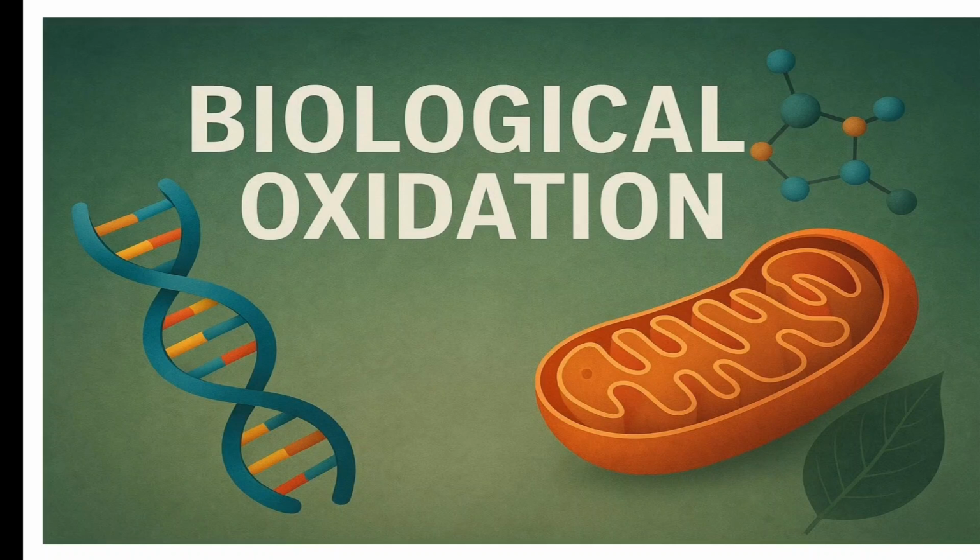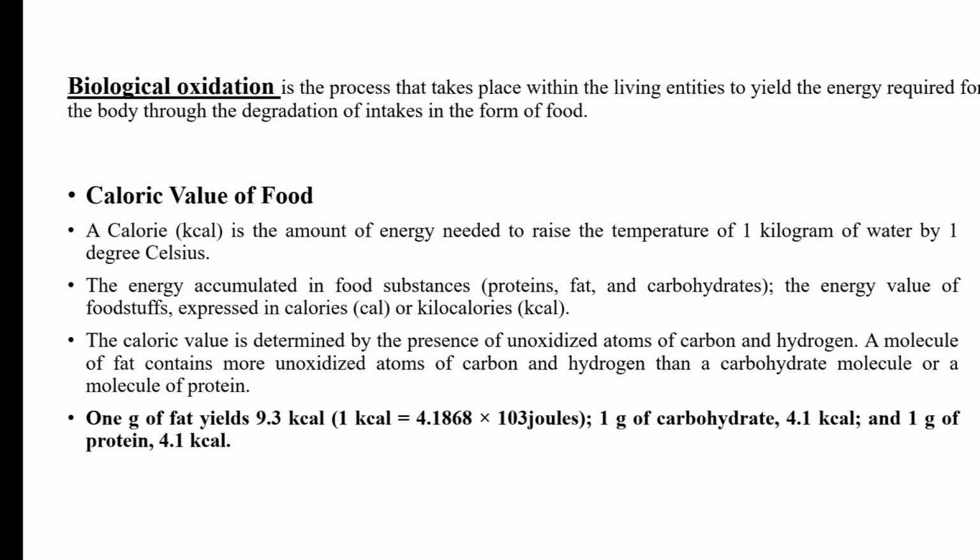In today's lecture, we will learn how we derive energy from the food we eat. What are all the processes that take place in the body to convert various kinds of food into the energy required for the body? Biological oxidation is the process that takes place within living entities to yield the energy required for the body through the degradation of intakes in the form of food.